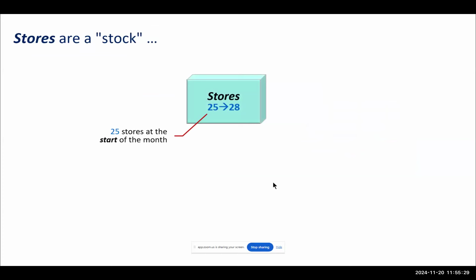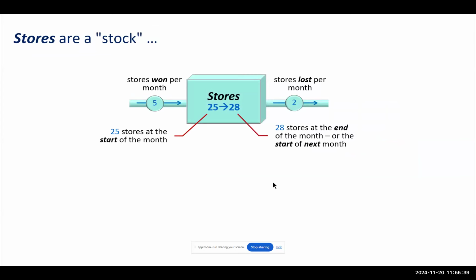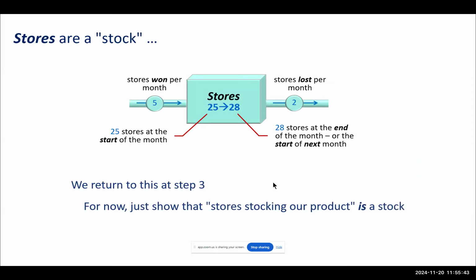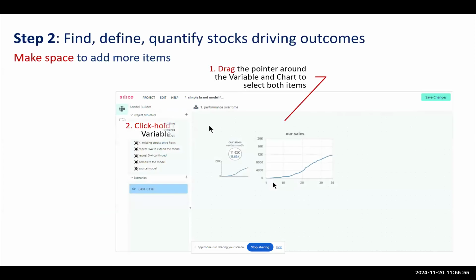Stores are one of these things we call a stock. Let us say in a certain month, we start with 25 stores at the beginning. We win 5 stores, we lose 2 stores. So at the end, we've got 28. We'll say more about this at step 3, but for now, let's just recognize the fact that stores in our product model actually is one of these things called a stock.